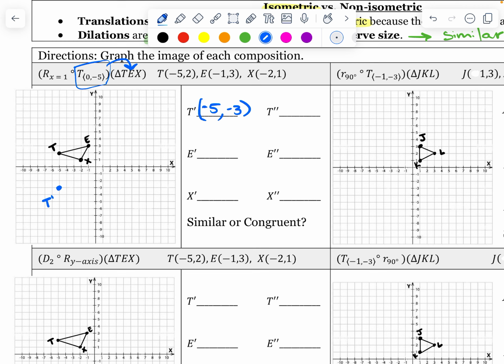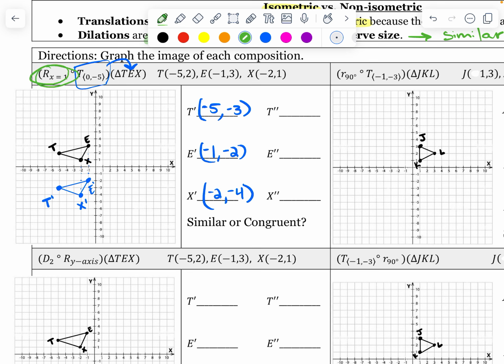E prime is going to be down 5, 1, 2, 3, 4, 5. So that is -1, -2. And X prime, 1, 2, 3, 4, 5, is going to be -2, -4. We are not done though. So this is the shape with one transformation. Now we have to do the other transformation.